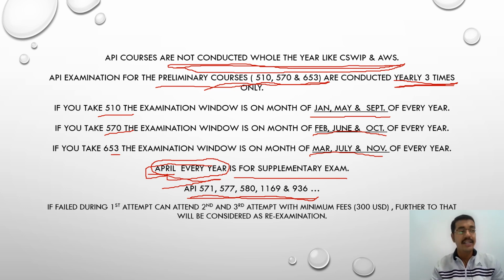Because it leads to the money. If you fail on first, then you go for second and third attempt, then you have to pay $300. I will come to the next slide for how much the fees will be. Okay, so if again you fail, the $300 they will not accept. They will take you as a re-exam. Okay, re-exam, the full examination fees you have to give. Okay, clear?